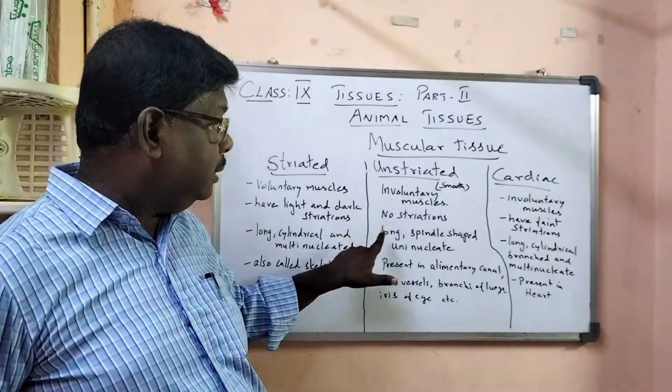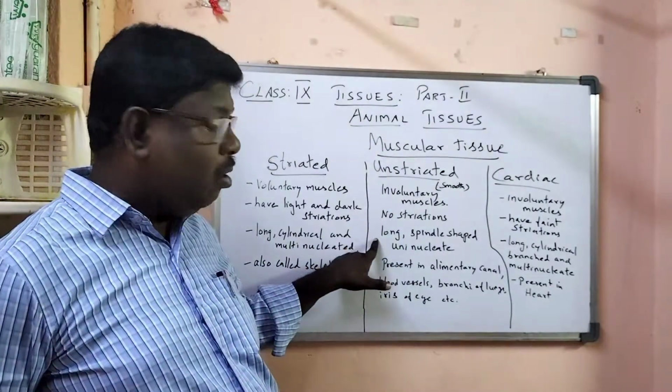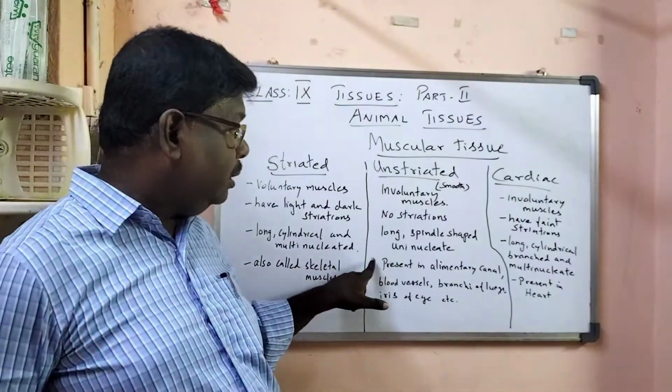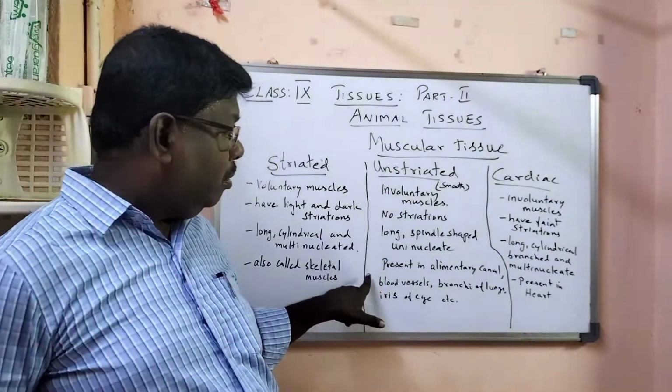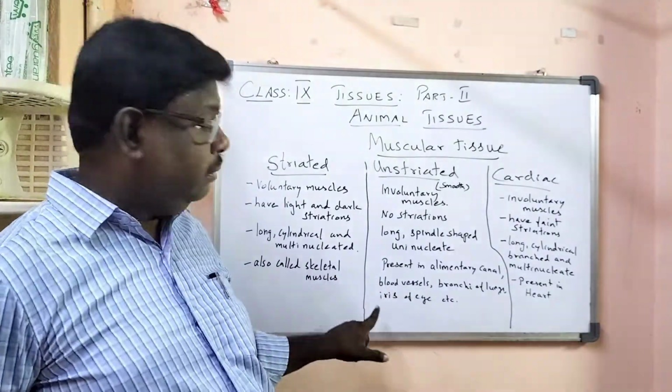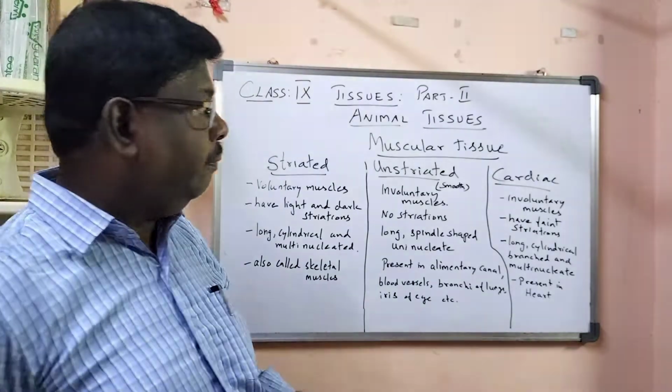They are involuntary muscles. No striations, long, spindle shaped, uninucleate, present in alimentary canal, blood vessels, bronchi of the lungs, iris of the eye, etc.